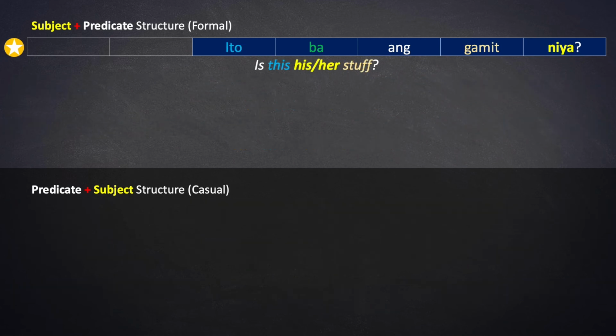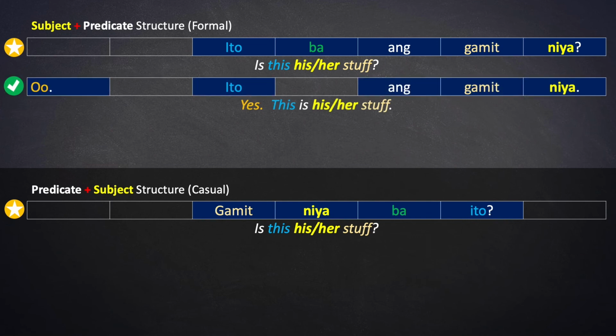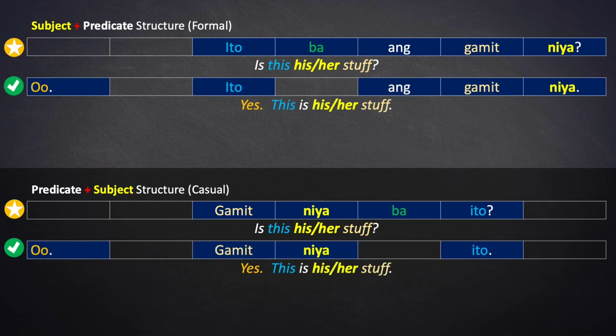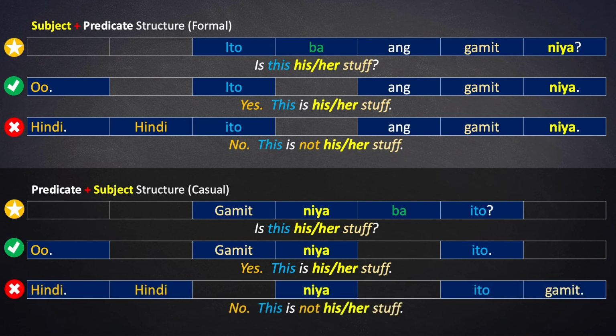Ito ba ay ang gamit niya? Gamit ba niya ito? Is this his or her stuff? Oo, ito ay ang gamit niya. Oo, gamit niya ito. Yes, this is his or her stuff. Hindi ito ang gamit niya. Hindi niya ito gamit. No, this is not his or her stuff.